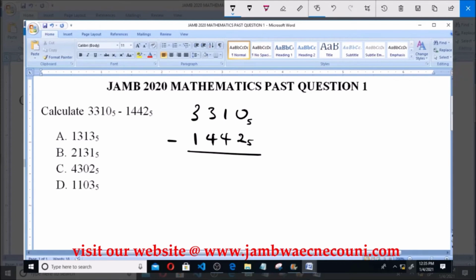Now, subtracting this from this, we have to be conscious of the base, which is base 5. We have 0 minus 2. Now 0 is smaller than 2 and the arithmetic cannot function, so we have to borrow from this one. Borrowing from this one will be in the form of 5 because the number base is base 5.